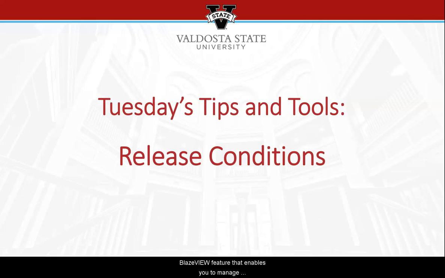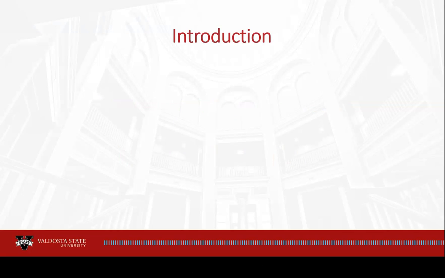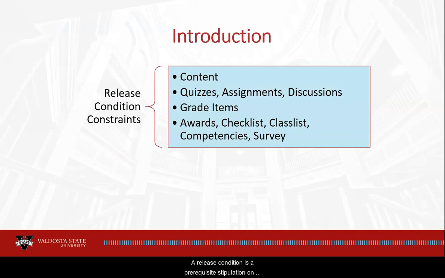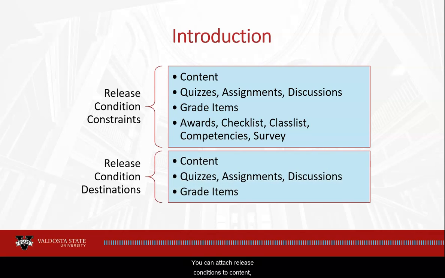Today we are looking at a BlazeVIEW feature that enables you to manage pacing and security in your course. A release condition is a prerequisite stipulation on items in your course. Release conditions can depend on a student's status with any of these items. You can attach release conditions to content, quizzes, assignments, discussions, and grade items.